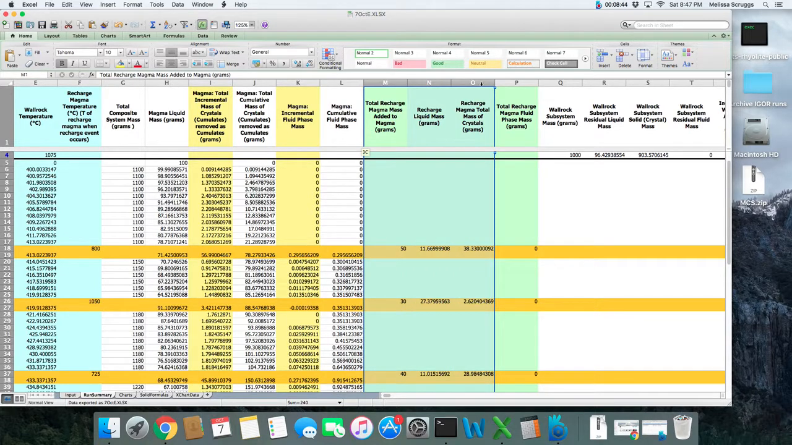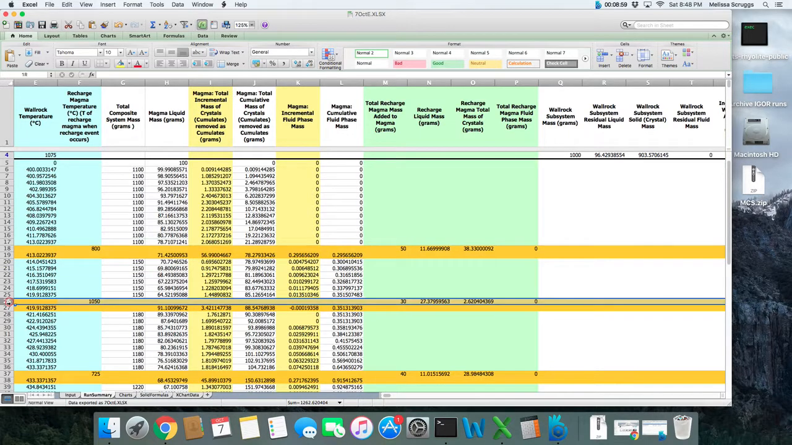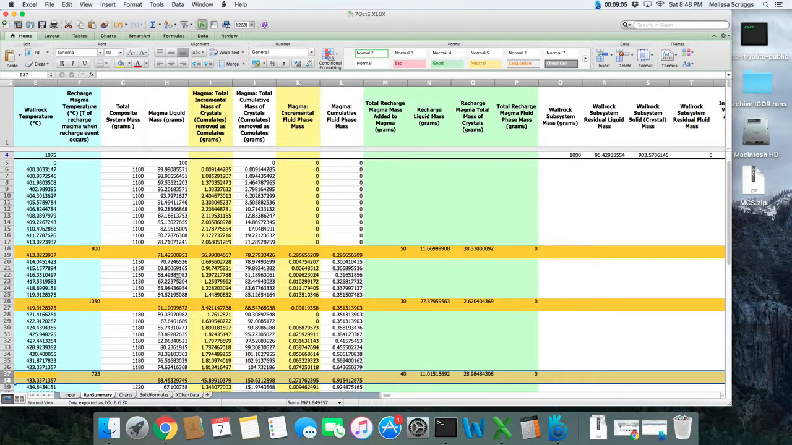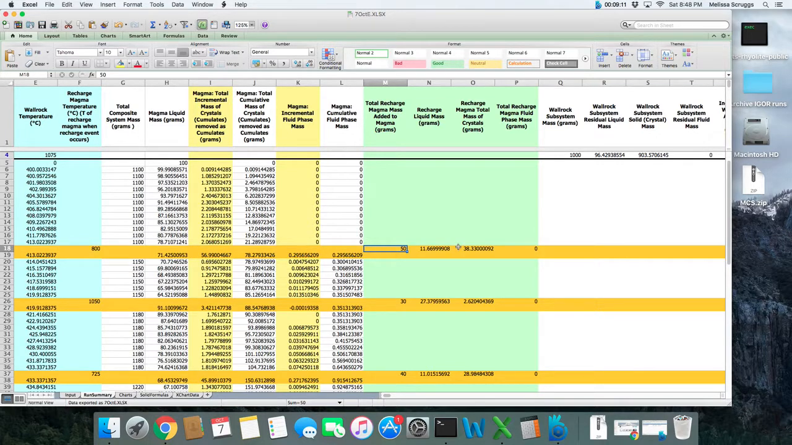Columns M through P are in green, and that's the state of the recharge magma at the time of recharge. You can see that happens in the first orange row. So here we have 3 different recharge events. Rows 18 and 19 are our first one, 26 and 27 are our second recharge event, and rows 37 through 38 are our fourth recharge event. At the first recharge event, we are putting in 50 grams of recharge. Out of that 50 grams, 11.66 grams is liquid and 38.33 grams is solid. So you can actually recharge with something that is partially crystalline here. It doesn't have to be only a liquid.